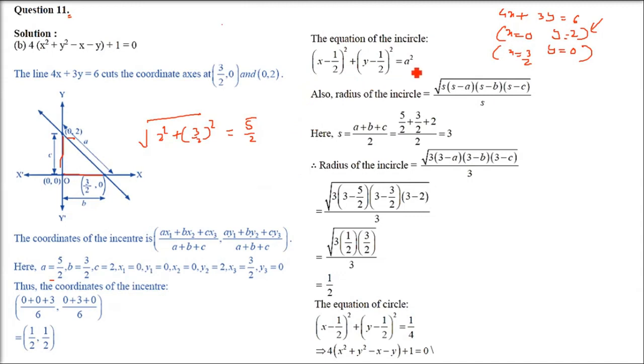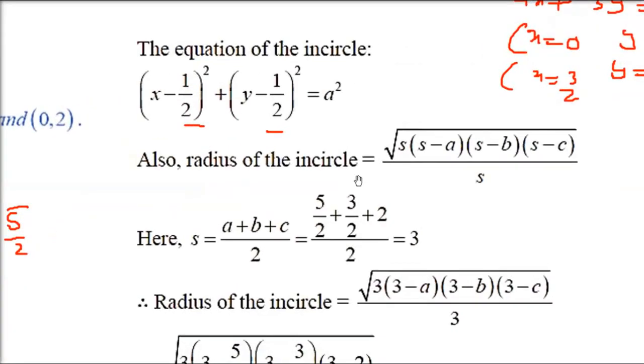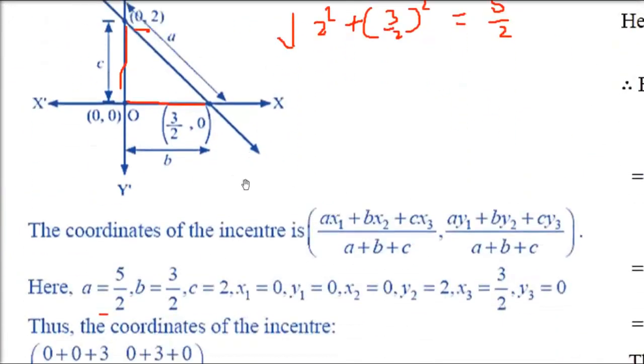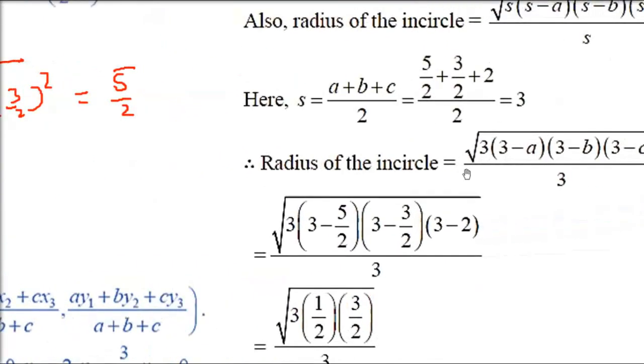Now the equation is x minus h whole square plus y minus k whole square equals r square. The center is known. How about the radius? In order to find the radius, we will use Heron's formula. The radius of the incircle we have already seen in class 10. It is under root of (s minus a)(s minus b)(s minus c) by s, where s is (a plus b plus c) by 2.